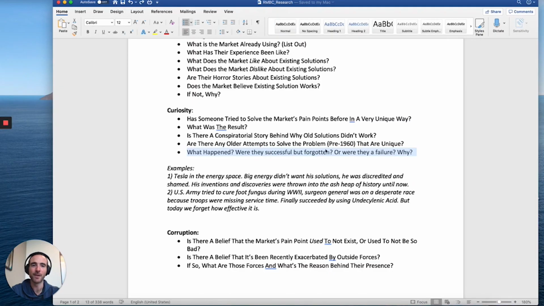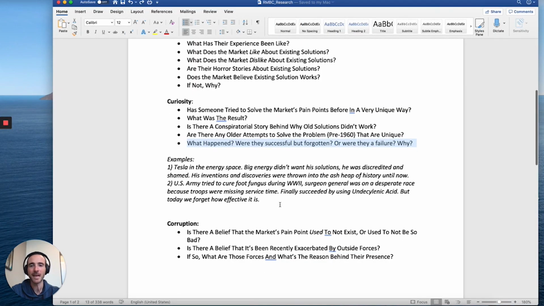And then we want to answer for older attempts: what happened? Were they successful but forgotten? Were they a failure, and why? I have two examples here that I've been using for a long time, but they're good ones. One is Tesla in the energy space. There's the idea that big energy and Edison and General Electric didn't want him sharing his energy discoveries with the world, so he was discredited and shamed, and he died broke and a broken man, and never got the love he deserved, but that really he was ahead of his time. So if you have a solar charger or a battery and you can tie it back to Tesla, it's been done a lot at this point, honestly, but potentially it could be a unique way of presenting your product or service.